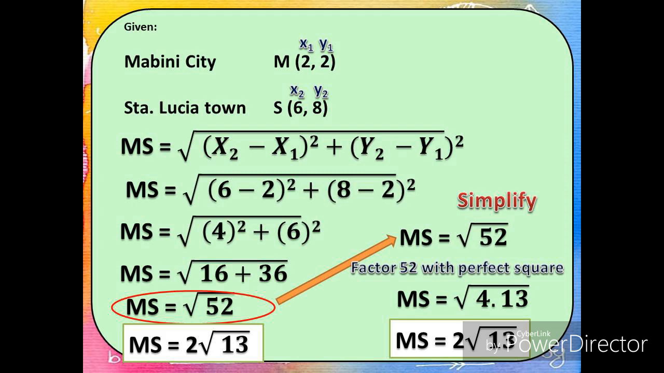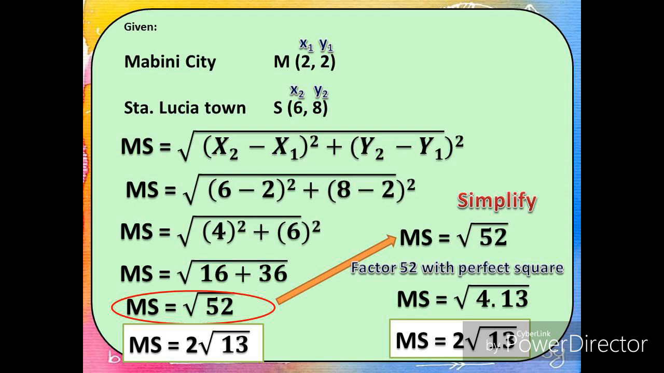We have x sub 2 is 6, x sub 1 is 2, y sub 2 is 8, and y sub 1 is 2. So we have the square root of the quantity of 6 minus 2 squared plus 8 minus 2 squared. 6 minus 2 is 4, 8 minus 2 is 6. So I have now 4 squared plus 6 squared. Then 4 squared is 16, 6 squared is 36. Then the distance between M and S is equal to the square root of 52.